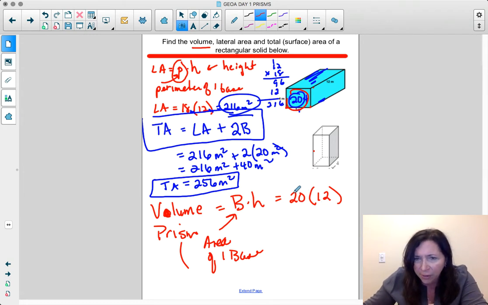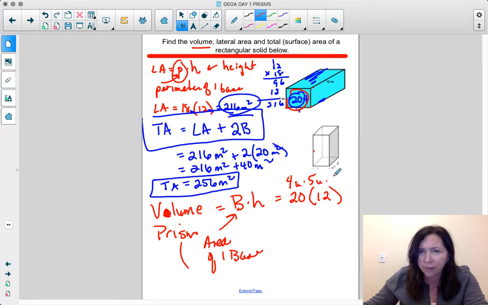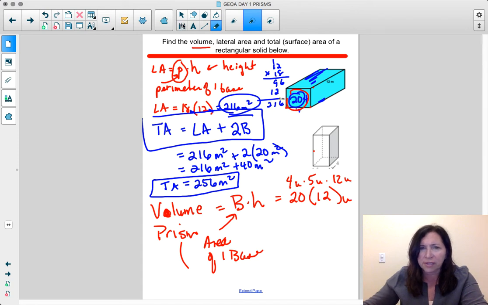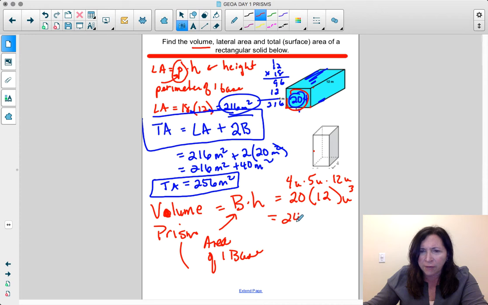Well, this area of 20 is actually 4 units times 5 units times 12 units. And that's going to be the area of one base, which is 4 times 5, times 12. So this is 20 times 12. That actually becomes units cubed. So units times units times units is units cubed. So 20 times 12 is 240 units cubed. And so this is the volume of my shape.